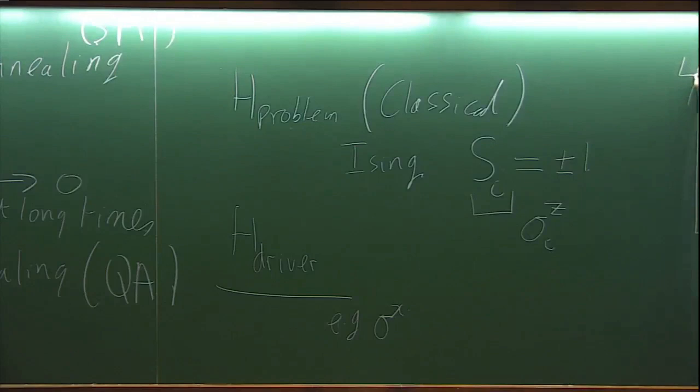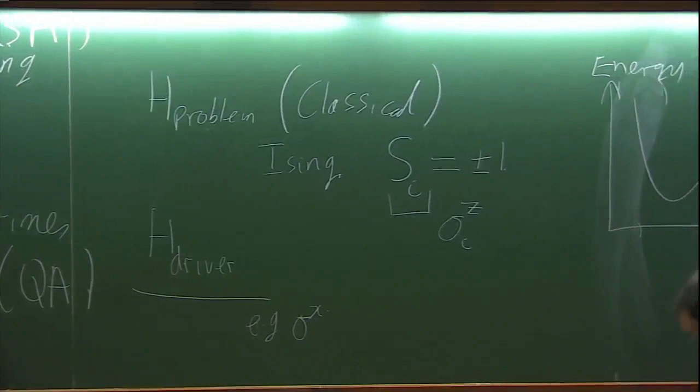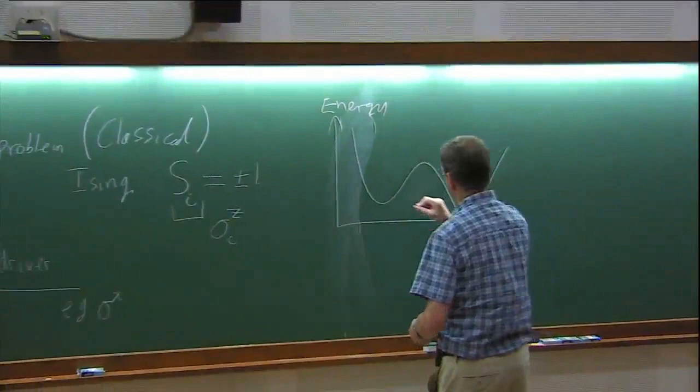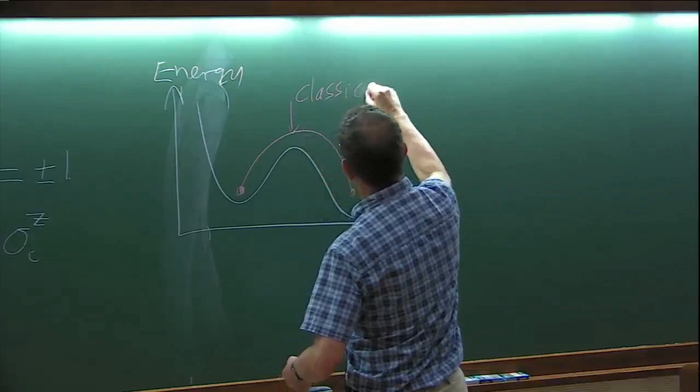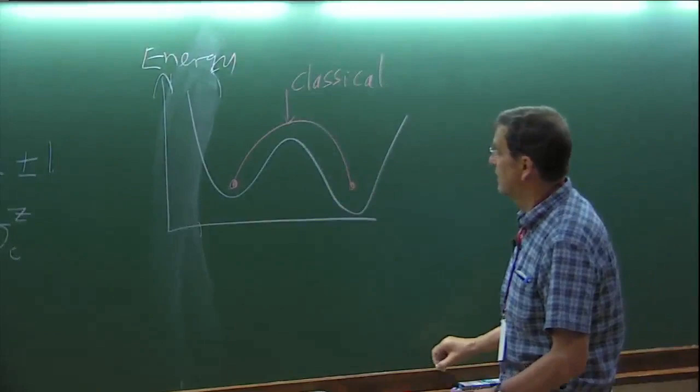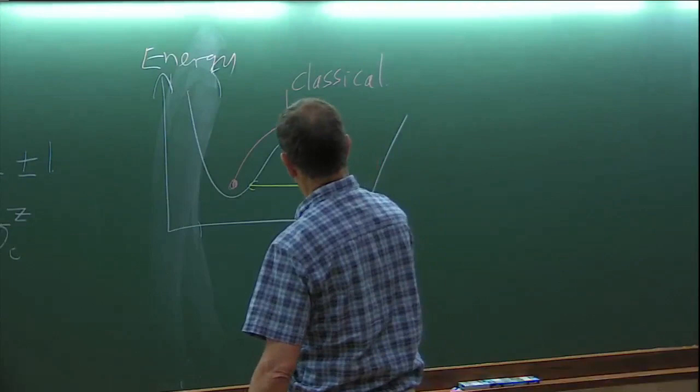This is our typical picture. So our classical system, this red is the classical system, which would have to be at a finite temperature and be thermally activated over that barrier. The quantum system can tunnel through.